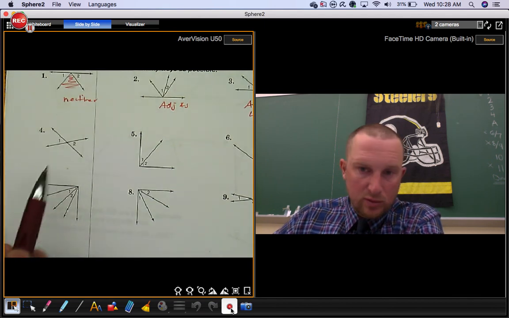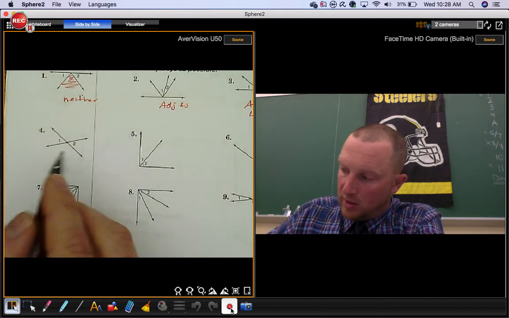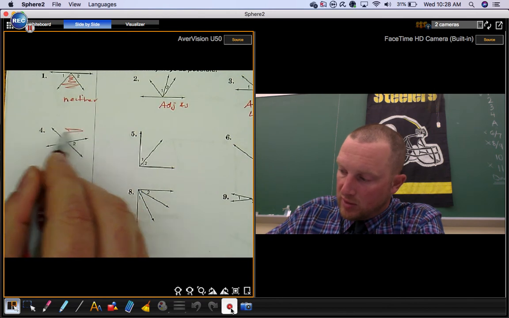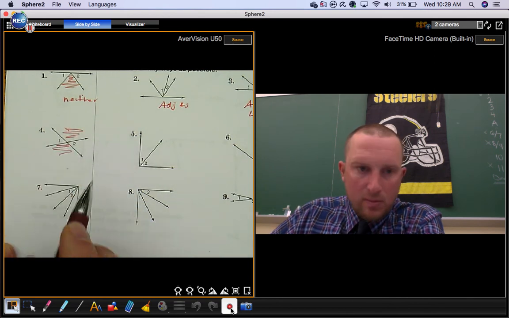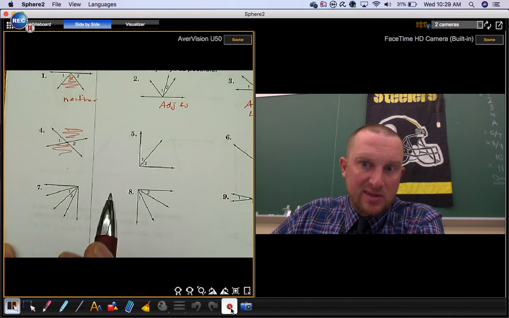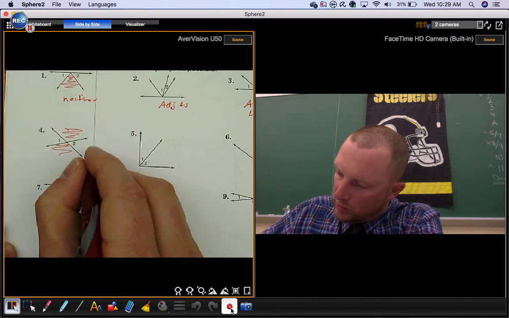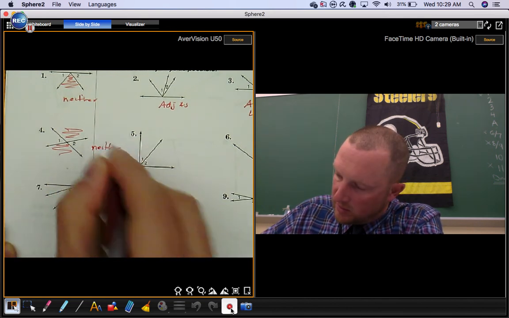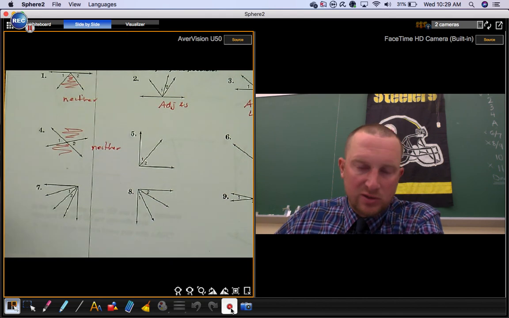Angles 1 and angle 2, these are not a linear pair. They are not next to each other. There's a space here and a space here. These angles will be classified as something different down the road. Right now we're just going to say it's not adjacent, so it's not a linear pair. We'll just say neither.